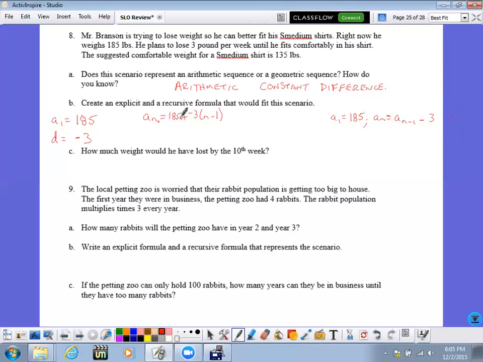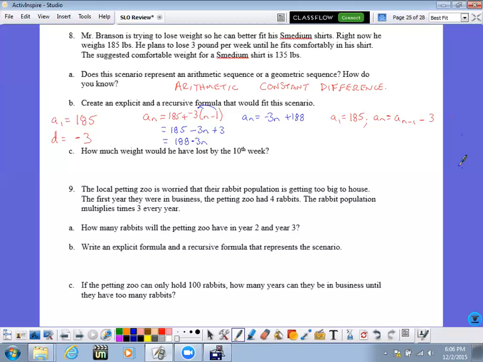This one over here, I told you I'd be okay if you left it like this because technically it's a recursive formula, but just in case, go ahead and distribute. When you distribute, you get 185 minus 3n plus 3, which would give you 188 minus 3n. Addition is commutative, so I could move these, and we could end up with a sub n equals negative 3n plus 188. Don't freak out about some of these. If you have it like this, just remember that the negative is going with the 3. It's not by itself. How much weight would he have lost by the 10th week?